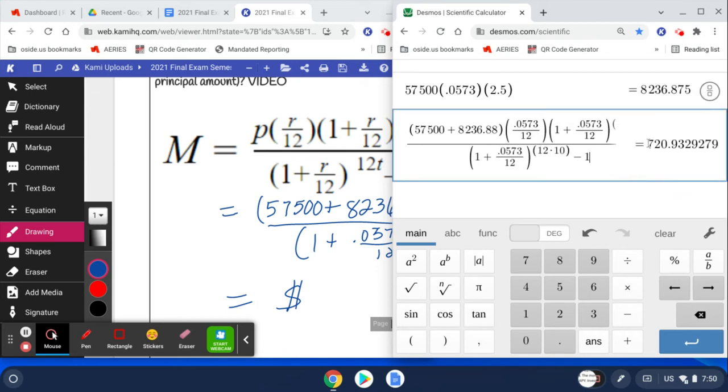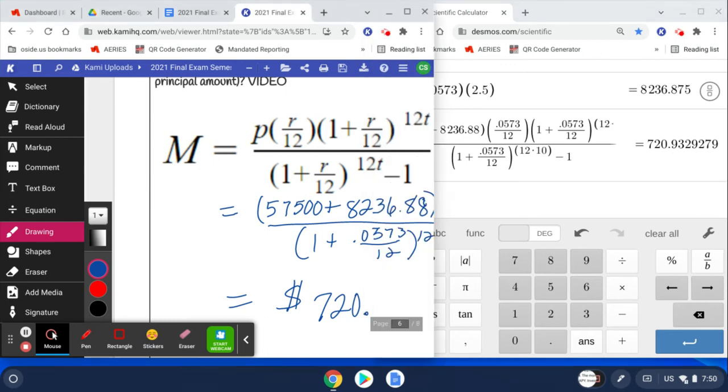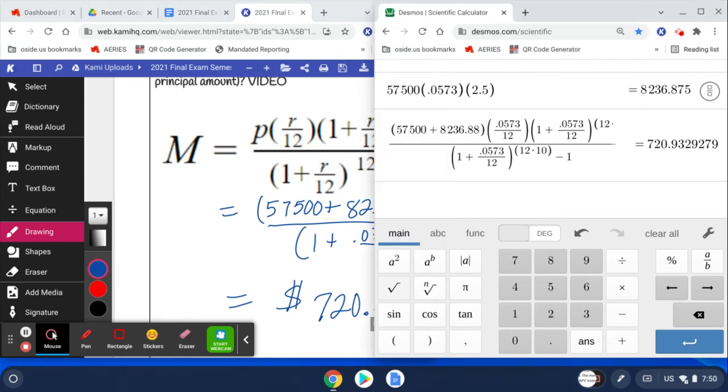And it is. So, woo, look at that payment, $720.93 per month for that payment for the school loan. And that's because we had such a large amount borrowed at a pretty high interest rate of 5.73%. All right, that's it.